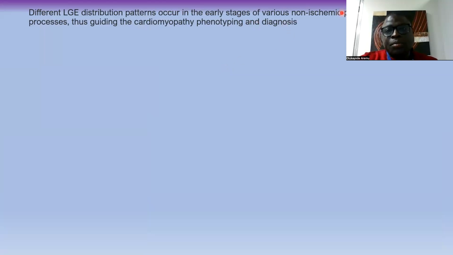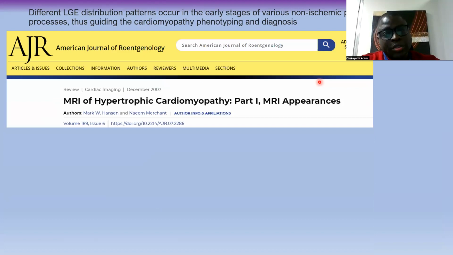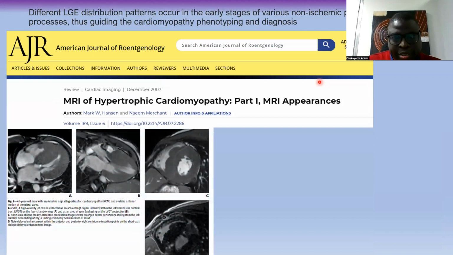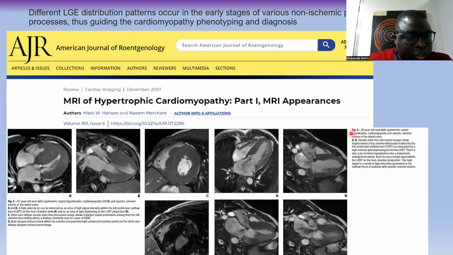Okay, another study here is showing that different LGE distribution patterns occur in the early stage of various non-ischemic pathological processes, and this guides the cardiomyopathy phenotyping and diagnosis. And this is a study by Anderson and Merchant, where they show two cases. Let me just quickly talk about the two cases. So the first case is a 41-year-old man with asymmetric septal hypertrophic cardiomyopathy.